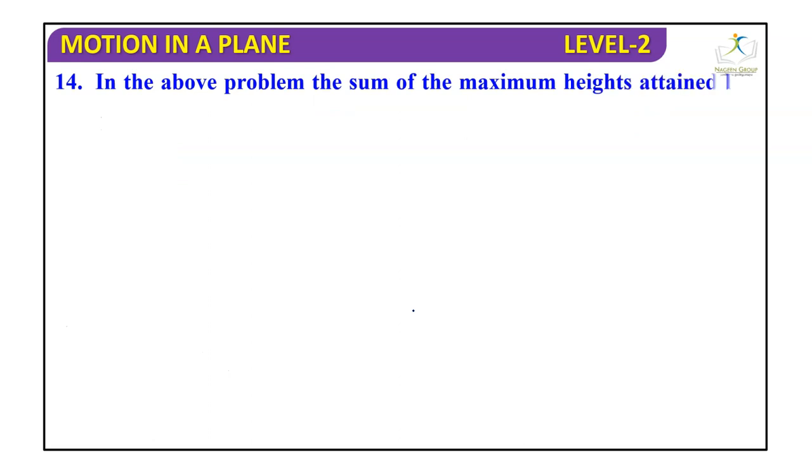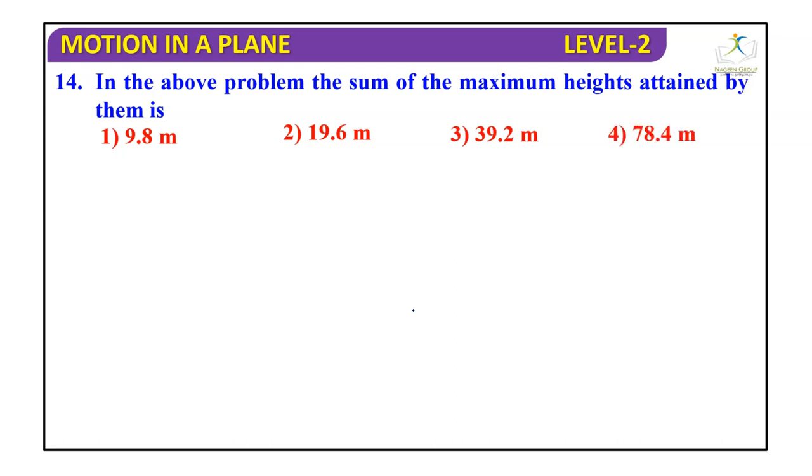Next, in the above problem, the sum of the maximum heights attained by them is. So students, as you can see, from one problem we can create a lot of problems. But the thing is that if we remember the formulas, things will be easier for us. The options given are 9.8 meter, second 19.6, third 39.2, and fourth 78.4.